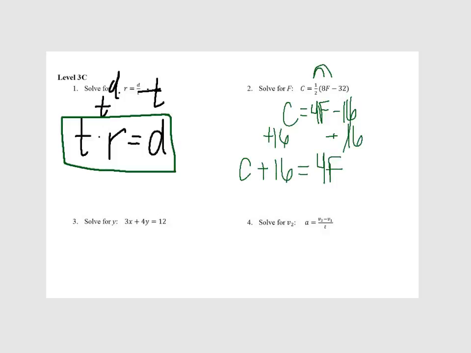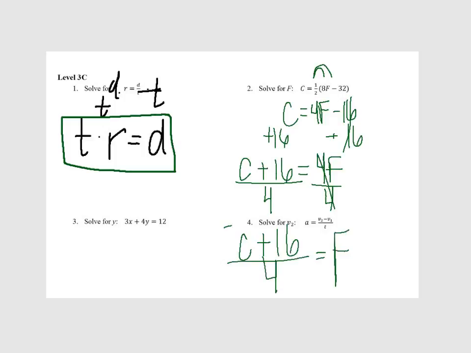Finally, I need to get rid of the 4 that's being multiplied by the f. So I divide by 4 to both sides. My 4's cancel, so my final answer is c plus 16 divided by 4 equals f.